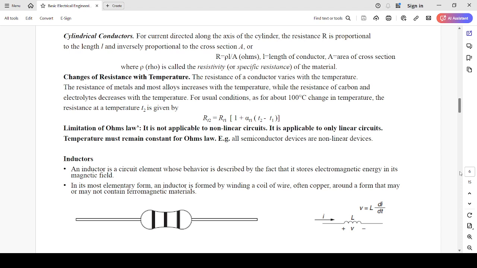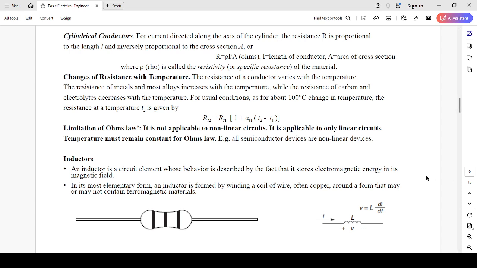The second limitation of Ohm's law is that the temperature of the system must remain constant. Okay, the temperature should not vary. We should not analyze the outcome of Ohm's law under ambient temperature conditions.